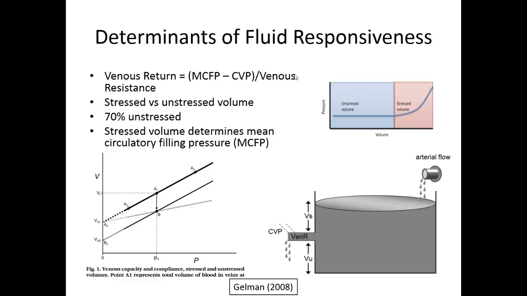There's some other stuff that can affect venous compliance besides just how much fluid's in there, and that will affect stressed volume but not unstressed volume. Now, the only reason I introduce these kind of boring, kind of esoteric concepts is because CVP represents unstressed volume, and the stressed volume is what determines your mean circulatory filling pressure. It's the difference between those two that determines your venous return.